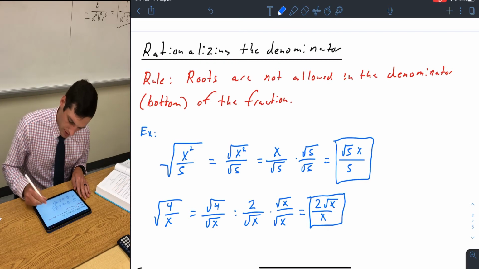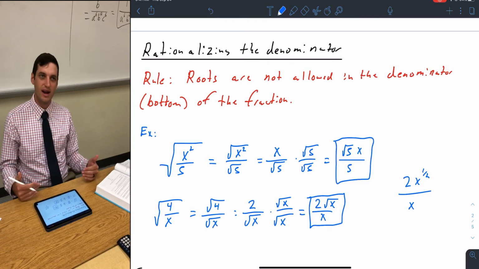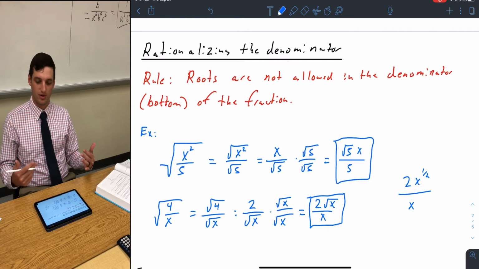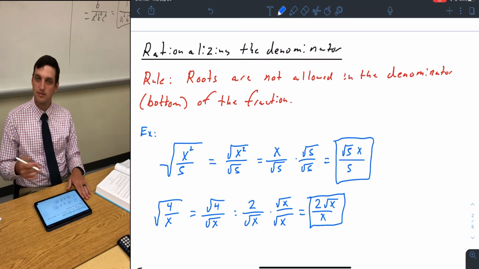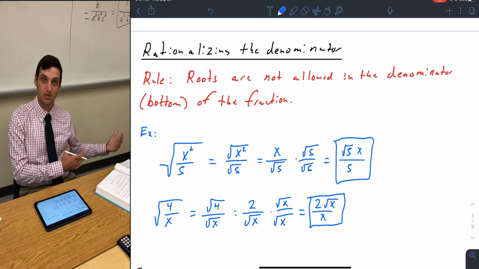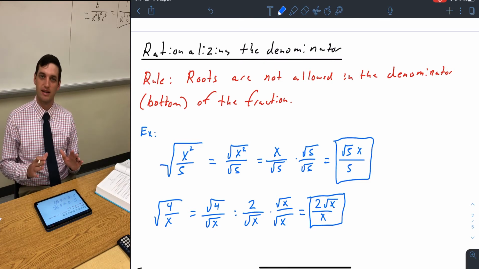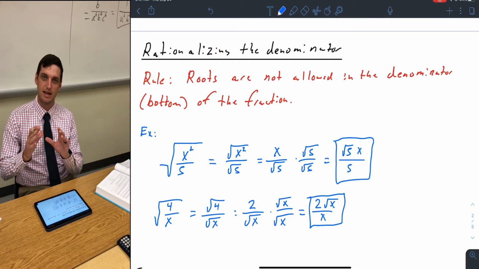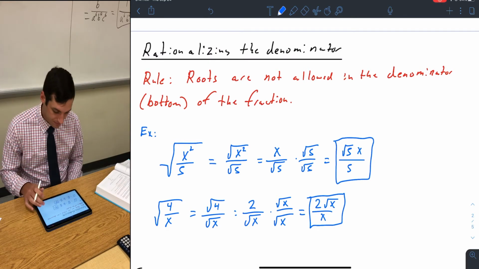Now, we could have written it as 2x to the 1/2 over x. But if you notice, if we do 1/2 minus 1, we're going to end up with another root in the bottom. So it's perfectly proper to leave a square root of x on top and an x in the bottom, which is counterintuitive to the exponent rules that we learned last week. But it's perfectly okay to have a square root of the same base in the top and a base without the root in the bottom.